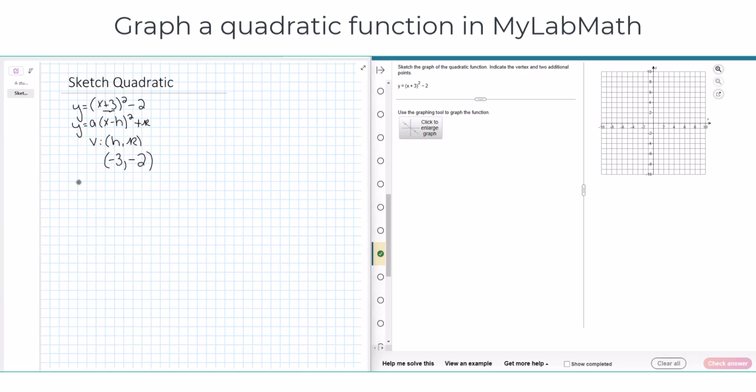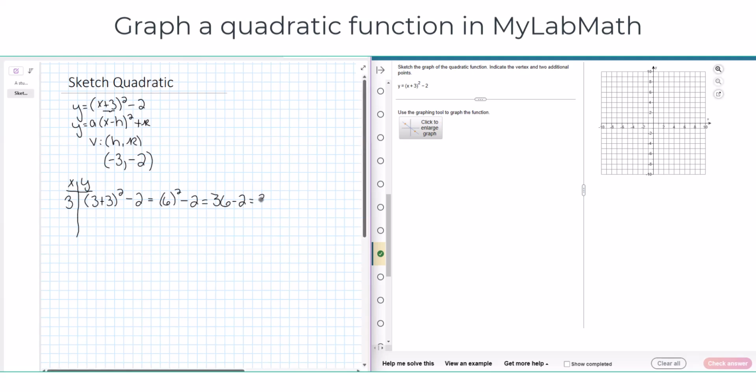Now the question asks for 2 additional points. If I can make my XY table nice here, I'm trying. Let's just randomly pick a number. I'm going to pick 3. I'm going to put 3 in for x. So 3 plus 3 squared minus 2. 3 plus 3 is 6, squared is 36, minus 2, which is 34.